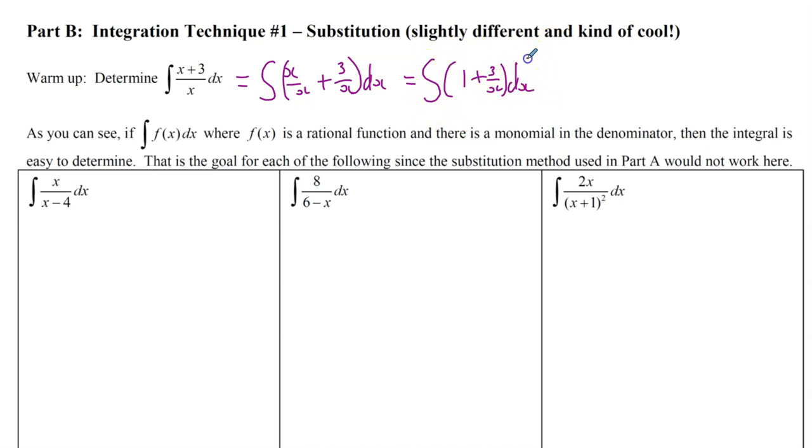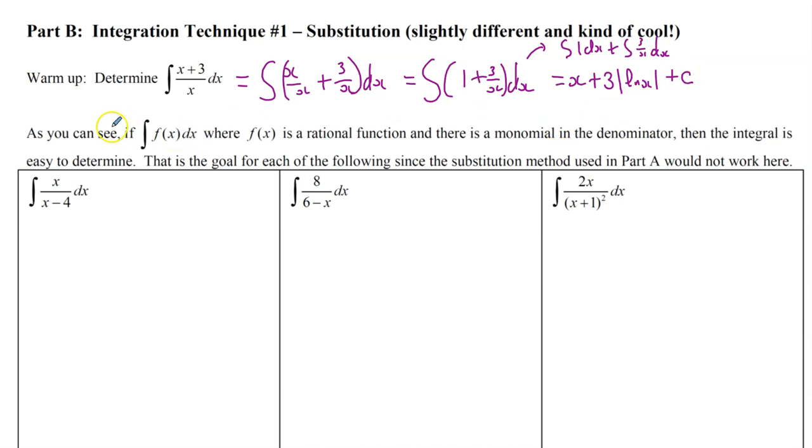Now we can split it out. So it's the integral of 1 dx plus the integral of 3/x dx, and that is going to be equal to, just going straight from here, the integral of 1 is x, plus the integral of 3/x, which is 3 ln|x|. And then, of course, we need plus C.